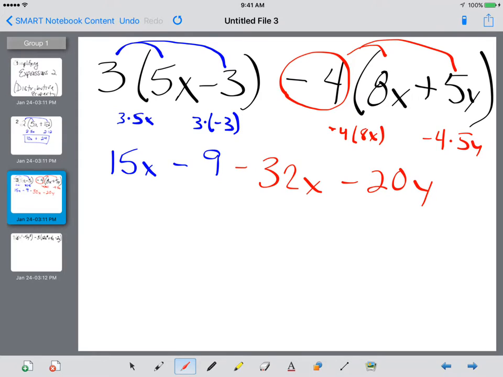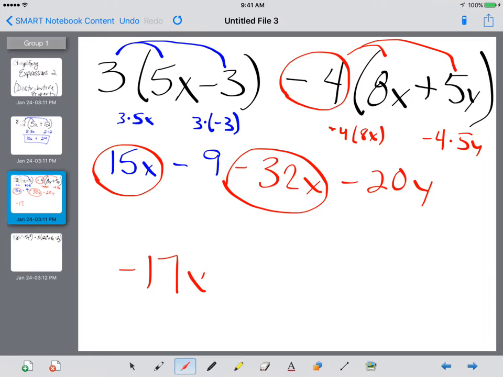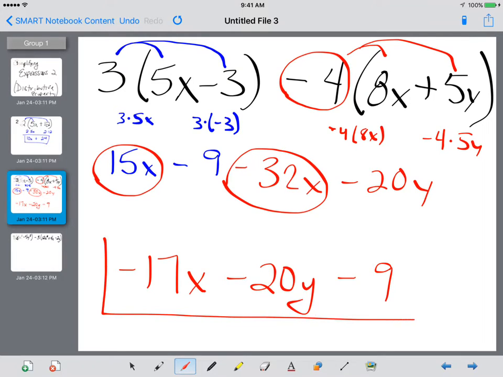When I get it to this form, I look, do I have like terms that I can combine? Yes, I do. 15 minus 32 would be negative 17x. I can't combine the negative 9 with the negative 20y. What we always like to do is write the variable first. So minus 20y comes first, and minus 9 goes at the end. There's my expression simplified. I know it's simplified because I cannot combine any of these 3 terms remaining.